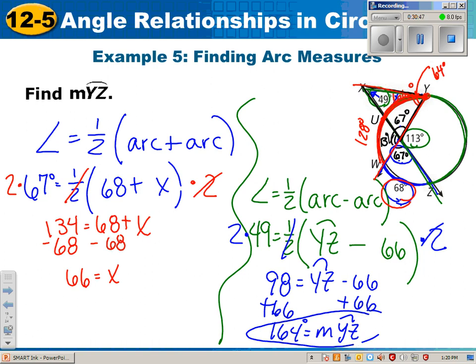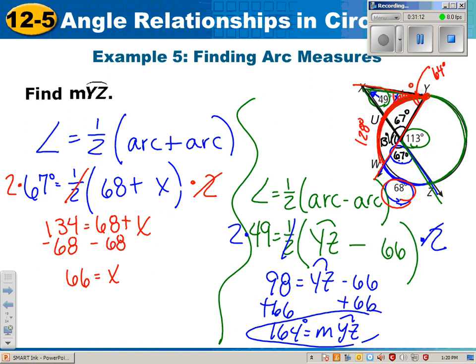So if you will look up here with me. First of all, if this is outside the circle, what's my formula? Okay, angle equals, good, 1/2 of big arc minus little arc. So the challenge here is to only have one variable, because if you have more than one variable, you can't work the problem because you only have one equation.